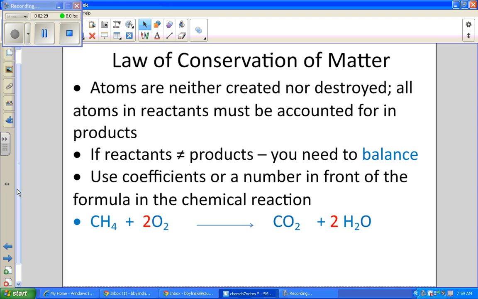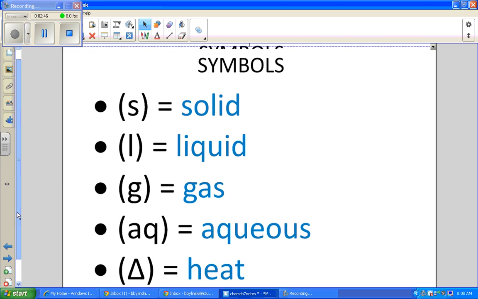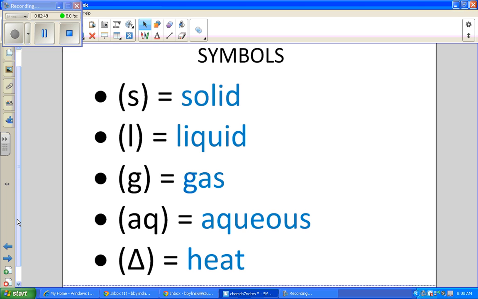So to balance, we use what's called a coefficient, which is a number that is placed in front of the formula. So if you look at this same equation, if you see the 2 in front of the oxygen and the 2 in front of the water, those were placed there because the equation on its own was not balanced. Okay, these are some symbols that you might see in looking at equations. S is for solid, L is for liquid, G is for gas, AQ is for aqueous, which means it's dissolved in water, and the triangle represents heat.